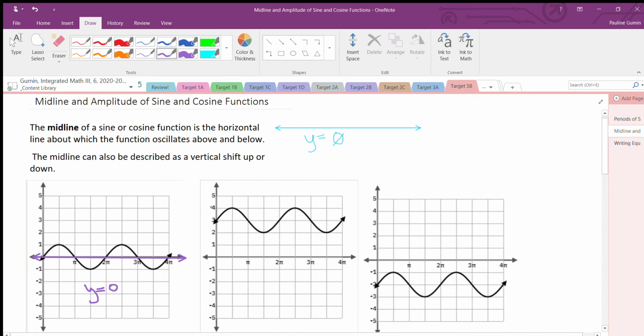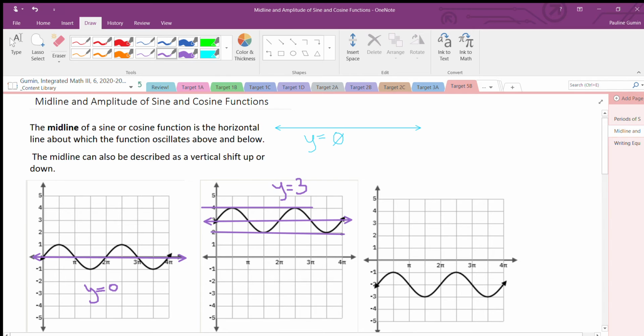What I would do if it's not that easy for me to see is look at the very top of my graph, and look at the very bottom of my graph. Then the line that is right in the middle, that is my midline. So, y equals 3.